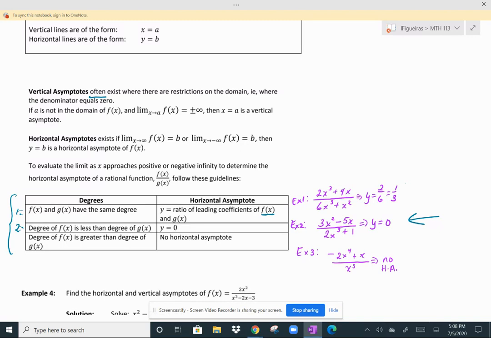So it doesn't matter how many terms there are or what the leading coefficients are, your asymptote is always going to be y equal to 0. And y equal to 0 is a special horizontal line because it is also the x-axis.